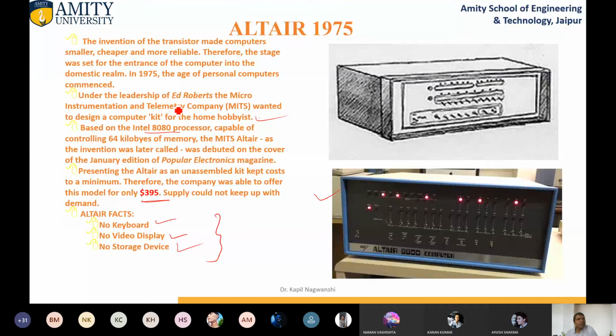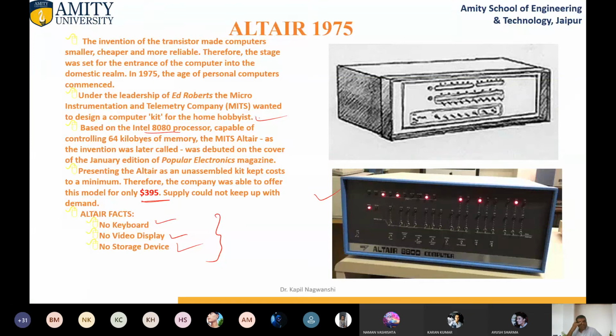Under the leadership of Ed Roberts, the Micro Instrumentation and Telemetry company, MITS, wanted to design a computer kit for the home hobby set based on the Intel 8080 processor. It was an 8-bit microprocessor capable of controlling 64 kilobytes of memory. The MITS Altair, as the invention was called, debuted on the cover of the January edition of Popular Electronics magazine, presenting the Altair as an unassembled kit, capped at minimum cost. Therefore, the company was able to offer this model for only $395.